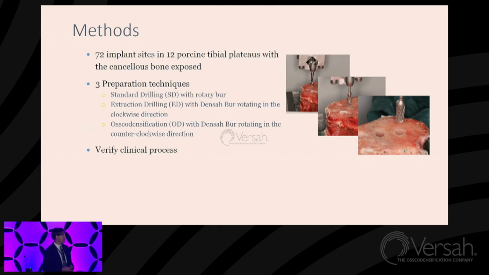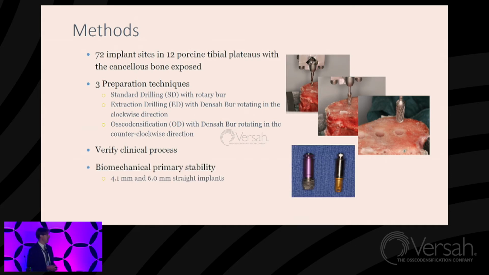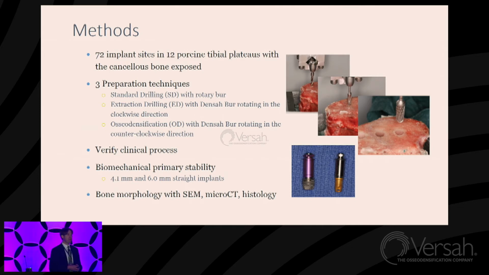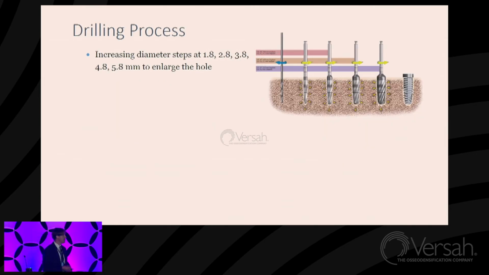So that was the osseodensification group. And again, we wanted to look at the initial clinical process to verify that, as well as to look at primary stability with 2 straight implants. So we placed the more traditional Brånemark macro geometry implants with a 4.1 millimeter and a 6.0 millimeter diameter. And then we imaged the bone morphology in a few different ways, as I mentioned previously.